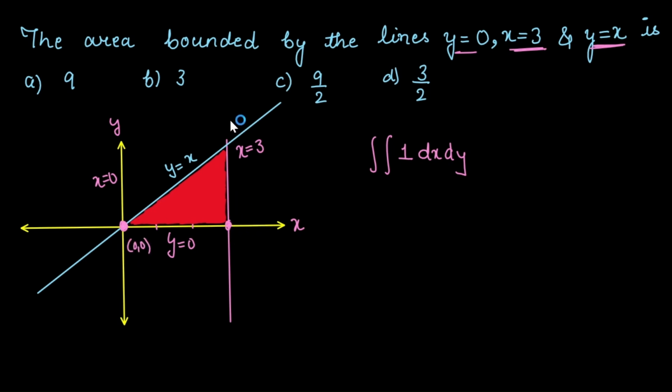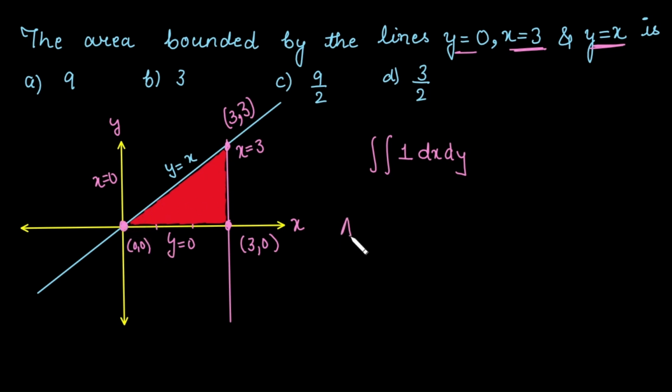This point is the x is equal to 3 line. It is (3, 0). This point is x is equal to 3, and what will be the value of y? It is the intersecting point of these two lines, so x is 3, then what will y be? 3. So (3, 3).